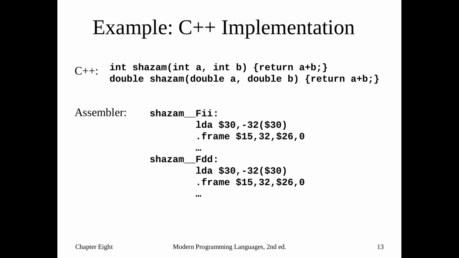So for example, one more C++ implementation, right? We have two overloaded versions of the Shazam function. When these are actually converted to assembler through the compiler, it creates one called Shazam FII, right? So it's the first function, and II is the type information of the parameters. And the second one is Shazam FDD, because you have 2 doubles coming in, so that gives us the new version of that. It's just one way of handling this type of thing.